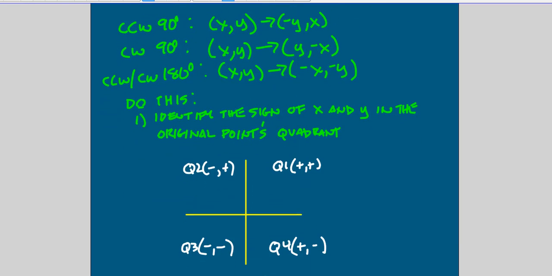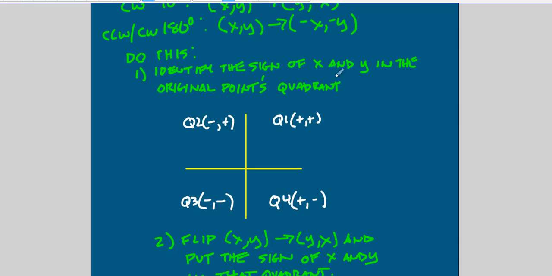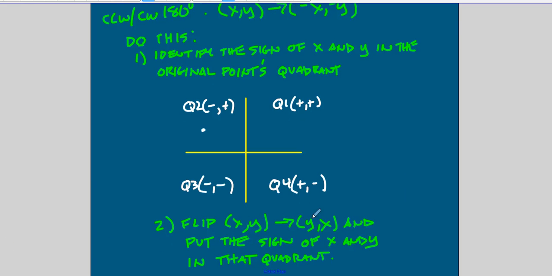So what I would do is identify the sign of x and y by the original point's quadrant. For example, my original point was here in quadrant 2. I know x is negative, y is positive. Then what I would remember is you're going to flip x and y. It becomes y, x, and you put the sign of x and y in that quadrant. So we're going to do some examples of what I mean right now.